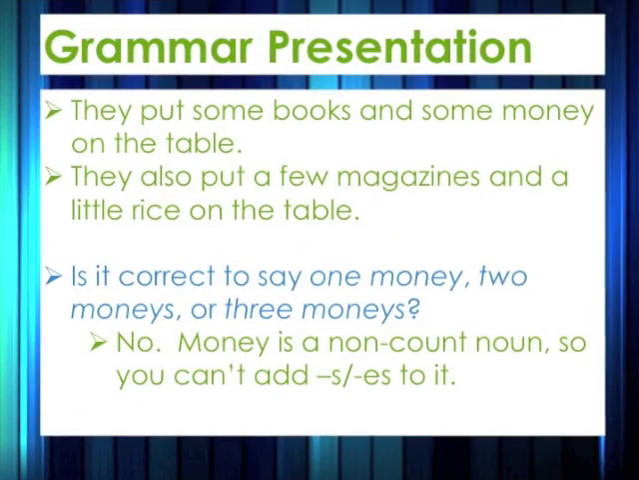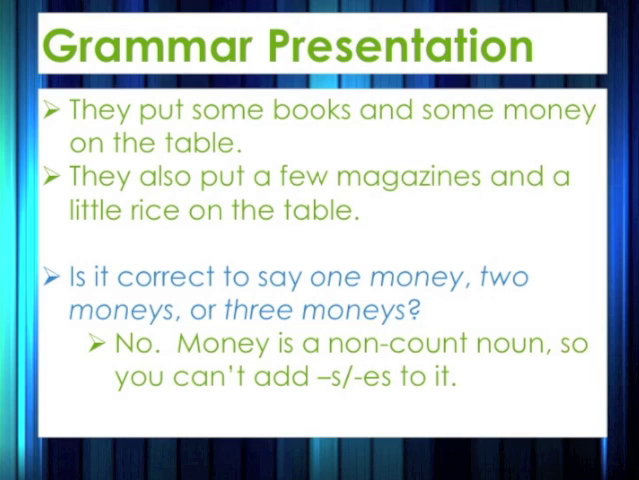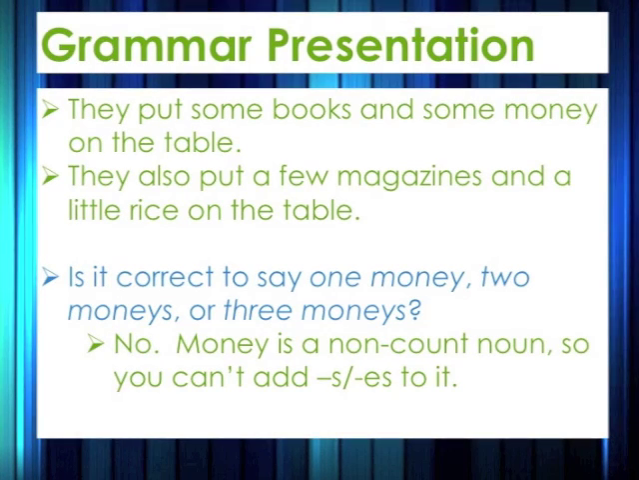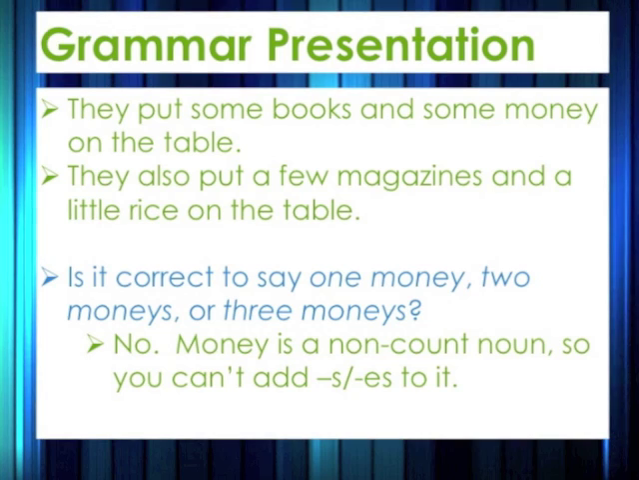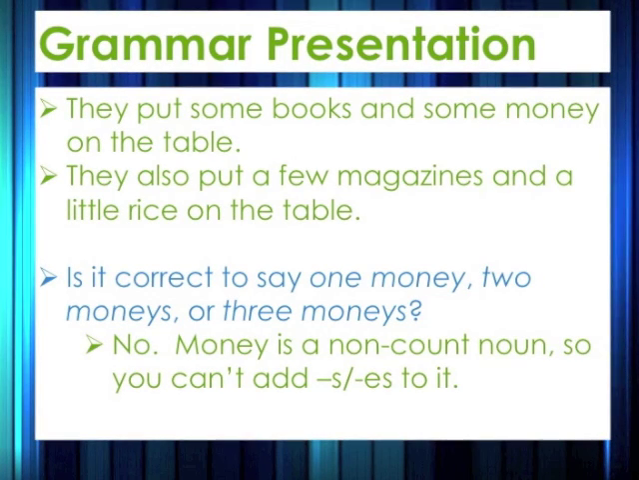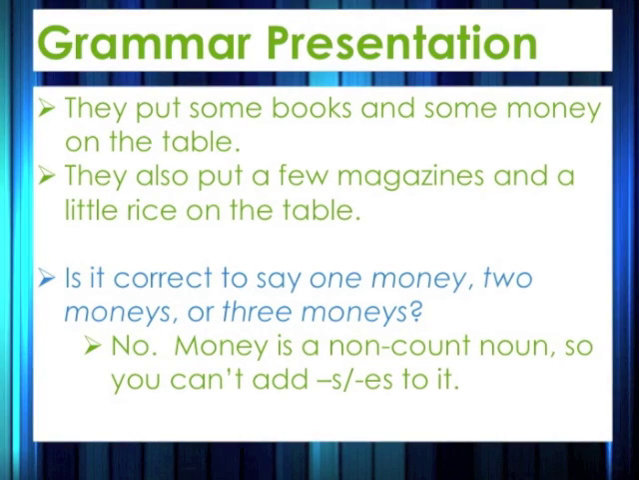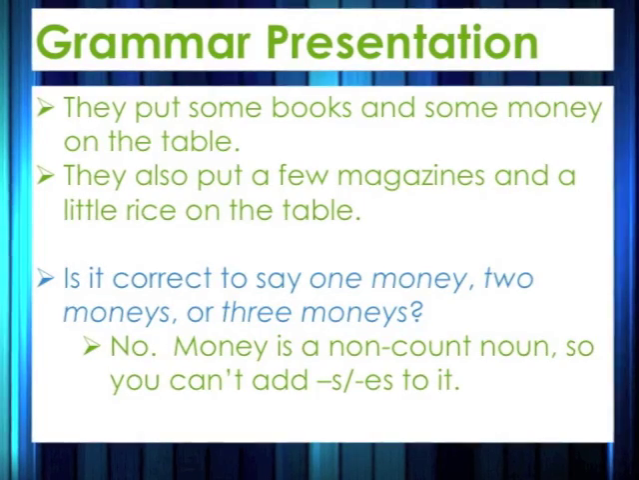No, it's not correct to say three monies because money is a non-count noun, so you can't add s or es to it. Count nouns, it's okay. So words like books and magazines, those are count nouns, and you can add s to those. But rice and money, you can't add s to them. It makes it incorrect if you do that.